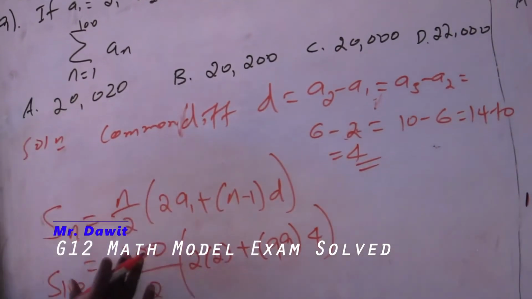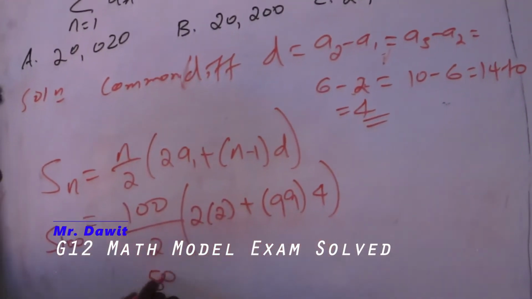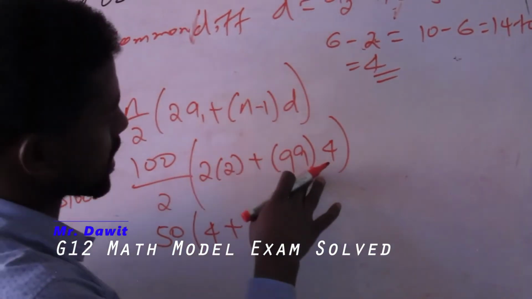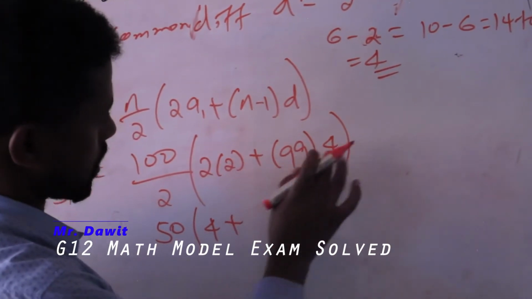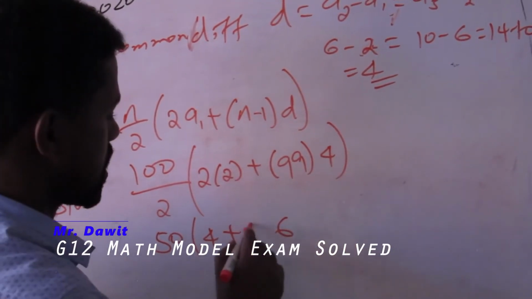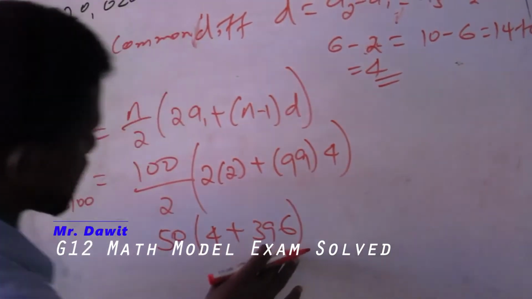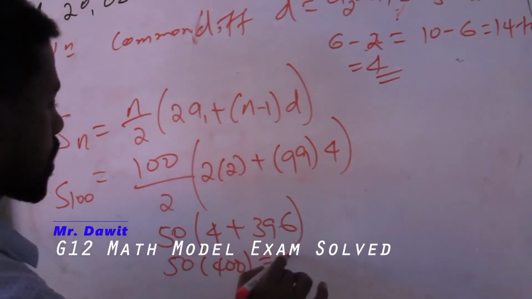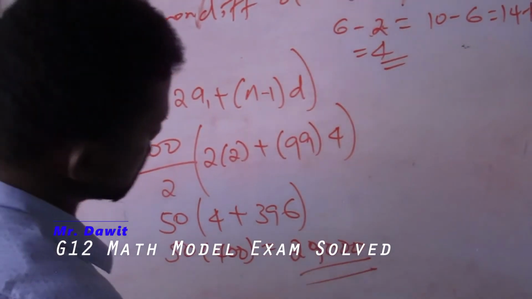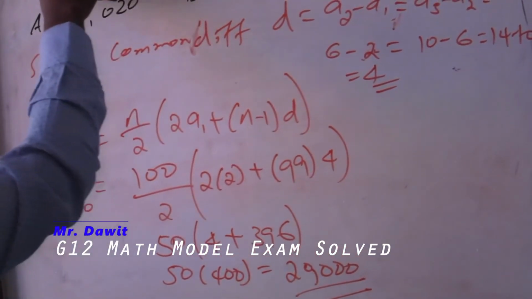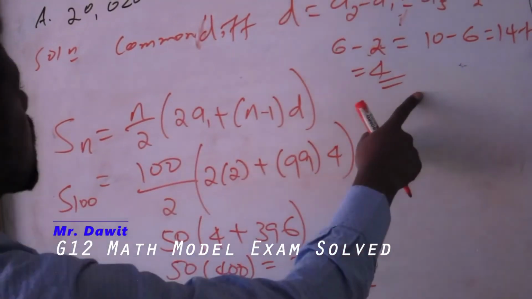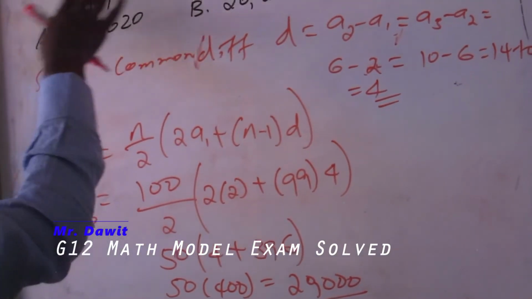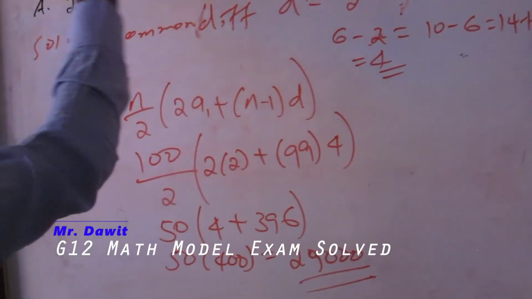100 divided by 2 is 50, right? 50 times 4 plus we have to multiply this one. 4 times 9 is 36, carry, 4 times 9 is again 36, plus 3 is 39. So 4 plus 396 is 400. Yes, 400. So 50 times 400 is equal to 20,000. So the sum of the arithmetic sequence having a1 as 2, common difference of 4, with n from 1 till 100, the sum of 100 terms, becomes what?